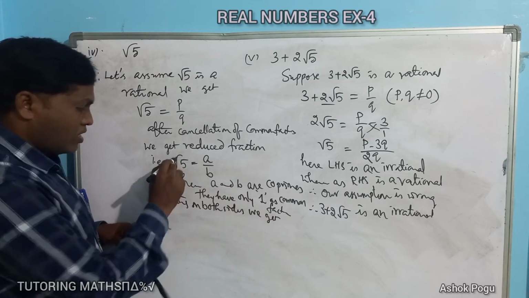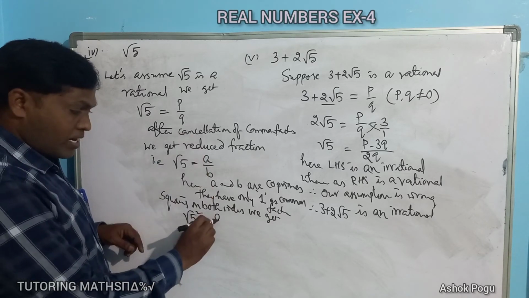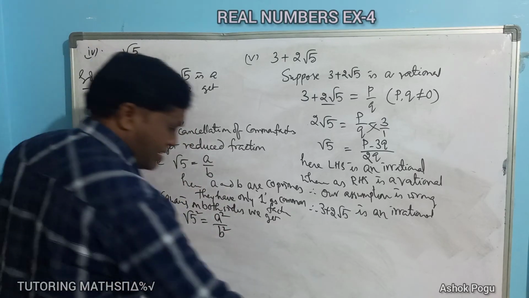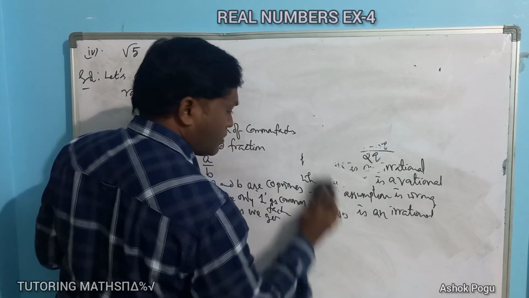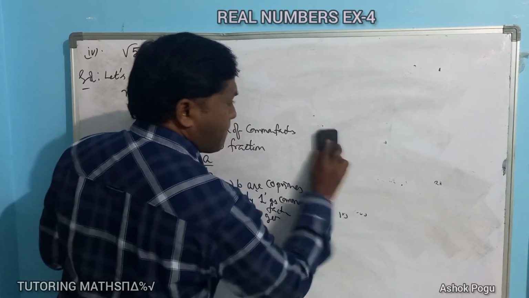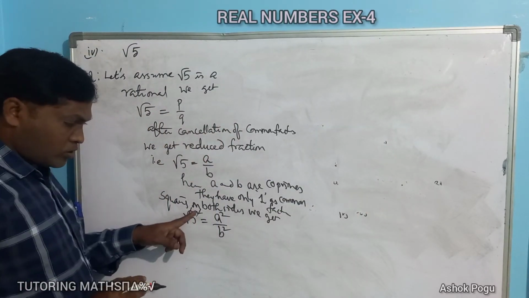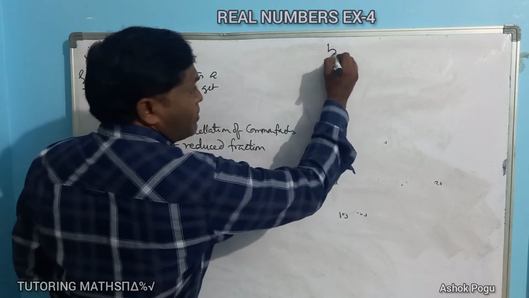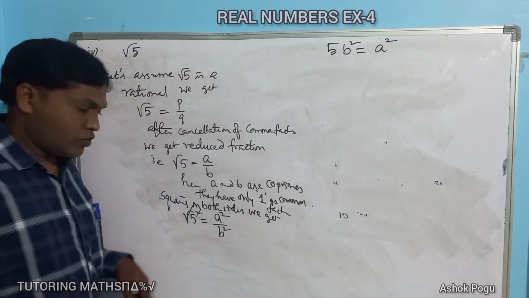We get root 5 square, and (a by b) whole square becomes a square by b square. Coming to the next step, root 5 square, the square and root get cancelled, we get 5. 5 into b square, by cross multiplication we get 5b square is equal to a square.